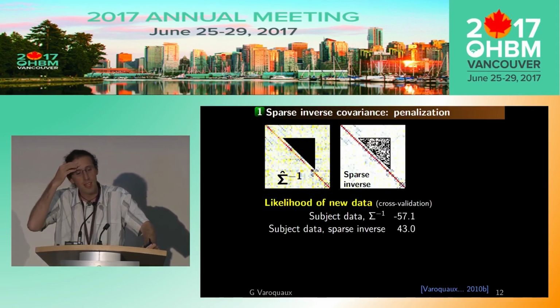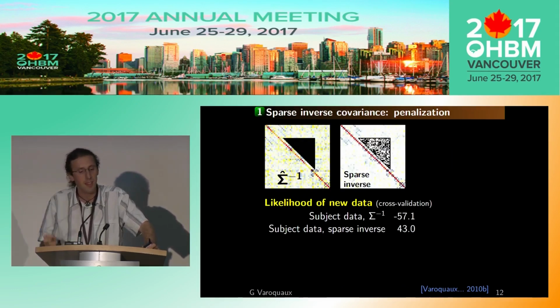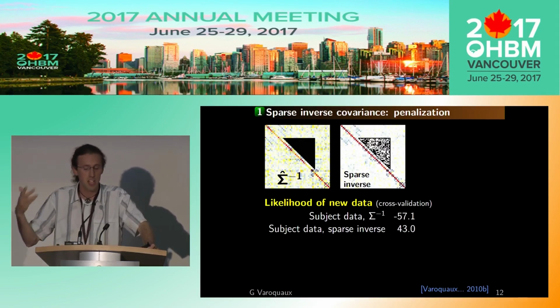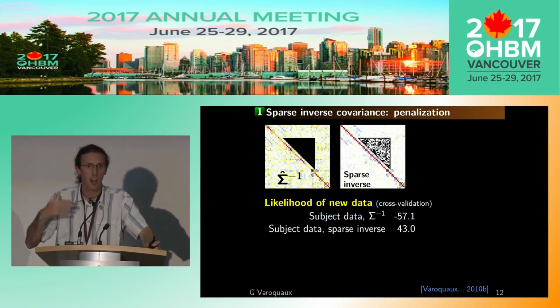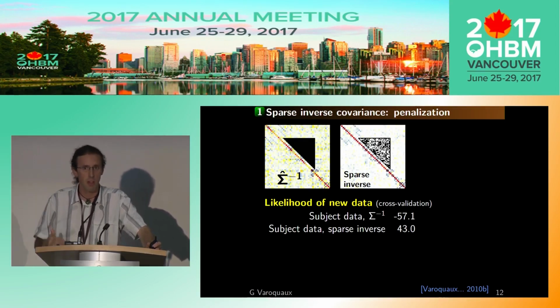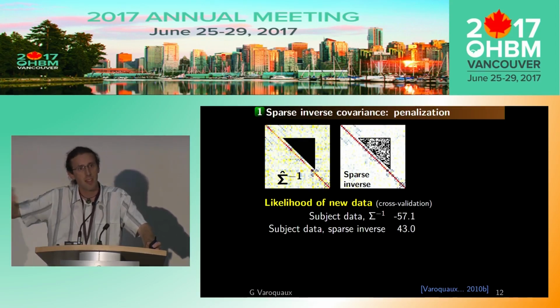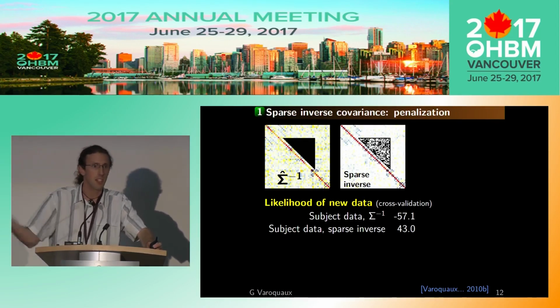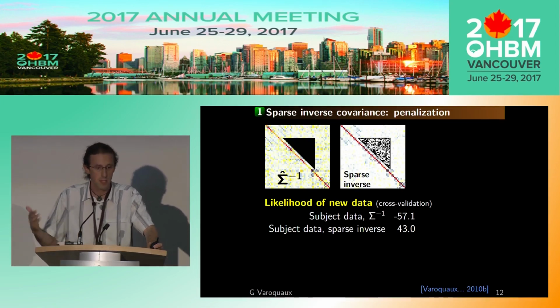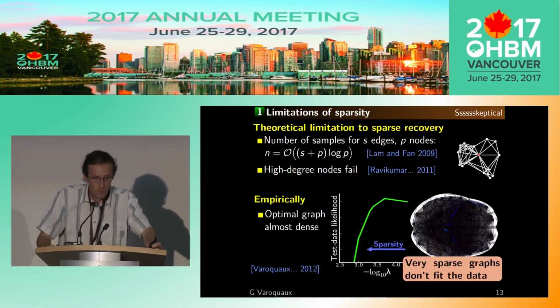So you fit this, and you get a graphical model, a Gaussian model, that fits much better left-out data in a cross-validated setting. So your maximum likelihood may look nice, but if you're bringing new data, it doesn't explain it at all, whereas the sparse model explains it much better.